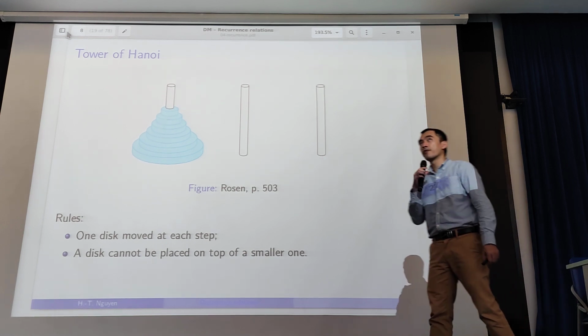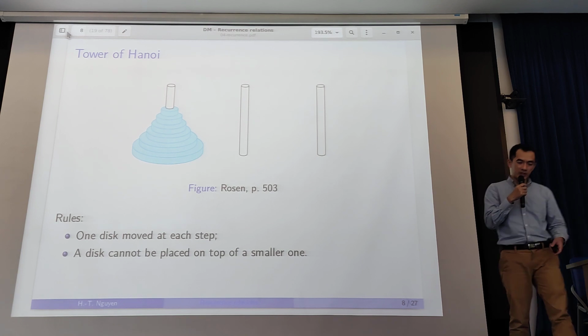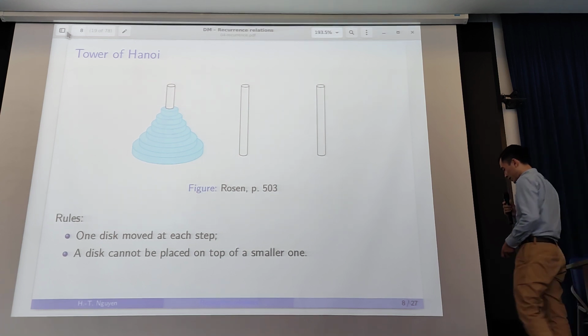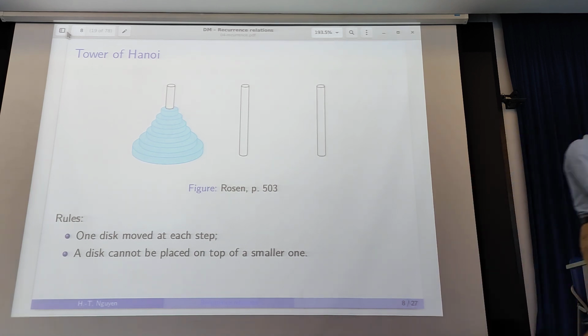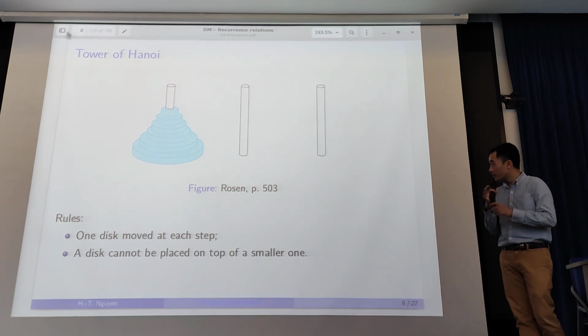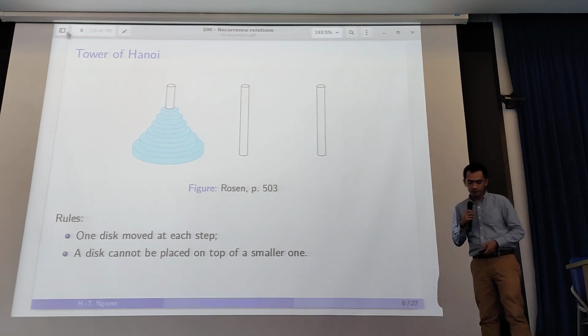Okay, so the next example is also a famous example in computer science, in algorithms. You may have heard of the problem of the Tower of Hanoi. I don't know why it is called that, and no one knows. There is some speculation, but the definite reason is still a mystery, and maybe no one will ever know why and who named it. Okay, so here is the rule.